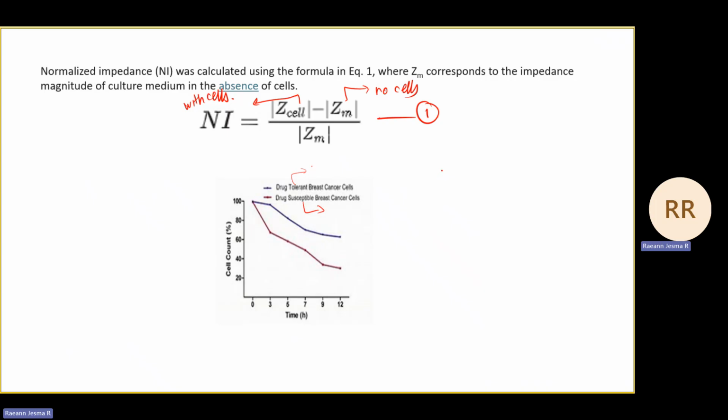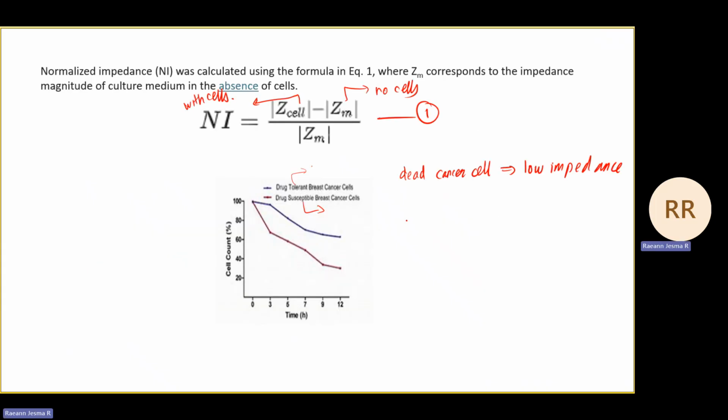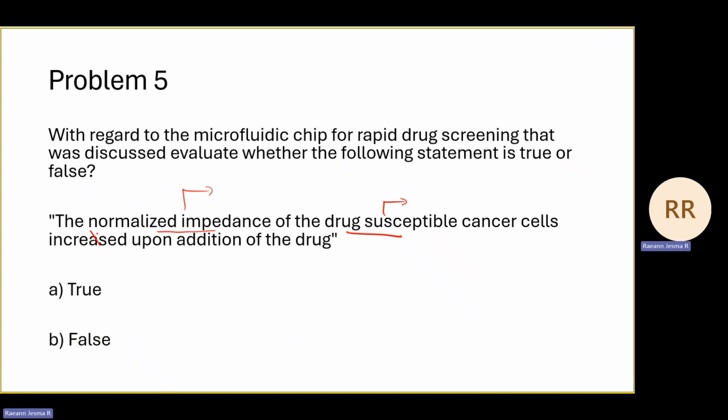So we know that the cancer cell will have lower impedance. Okay. And here this count is the number of live cells. So we can say that the electrical impedance will decrease with time rather than increasing with time. Okay, so this is wrong. It decreases with time. So the overall impedance of this cancer cell will decrease with time rather than increase with time. Okay, so this is wrong.